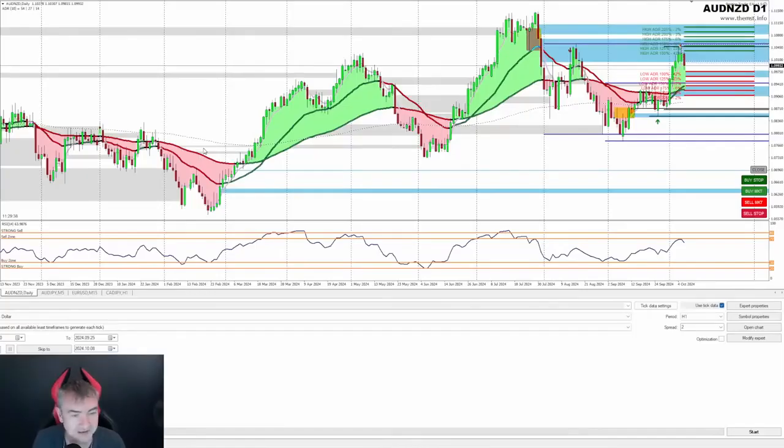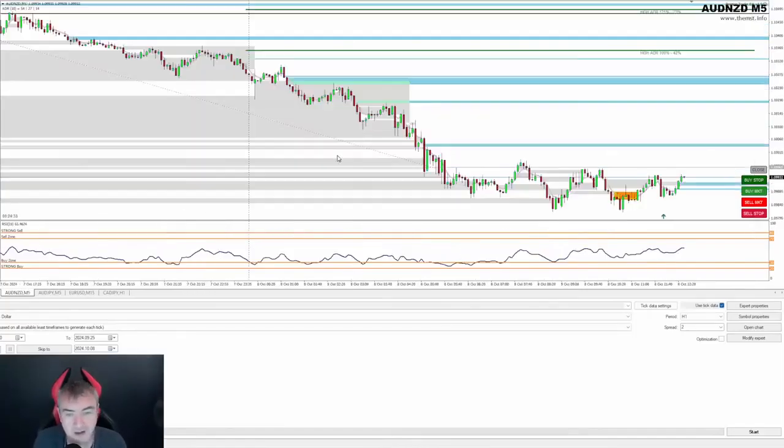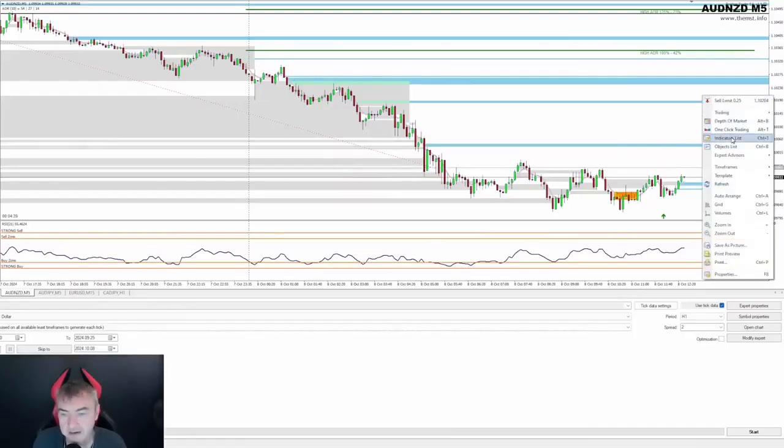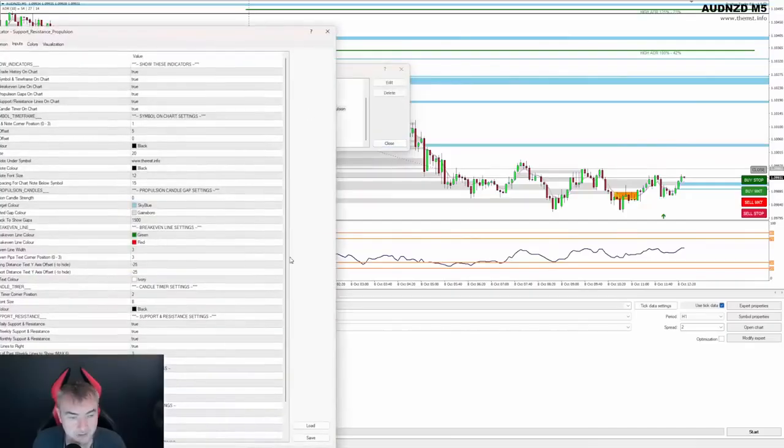Okay. So when we get a propulsion, so Harold's strategy, for those that don't know, which is obviously everybody because he sent it to me direct, is very simple. When you get a propulsion gap, the propulsion gap has to be bigger than the last 25 candles.